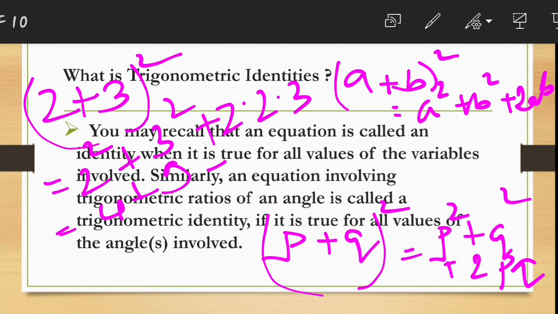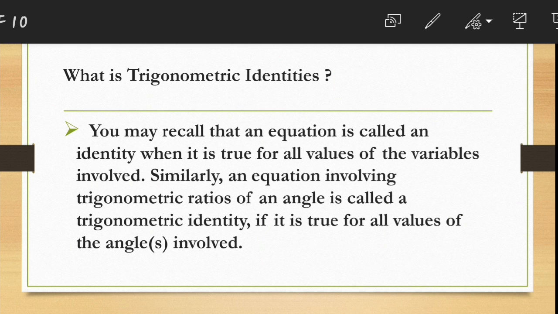That means you can say that this identity will be true for all values of the variable involved. In place of (x plus y) whole square, you can write (a plus b) whole square or (p plus q) whole square or (z plus w) whole square, but the representation of the formula will be the same. This is called an identity.